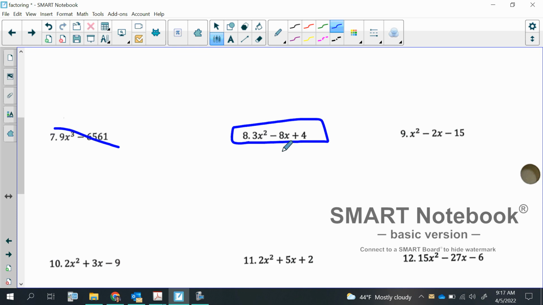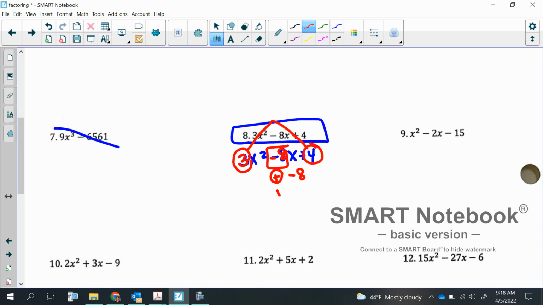For 8, you'll notice it's 3x squared minus 8x plus 4. There's a number in front, it's 3 terms, so we would like to say what adds to the middle and multiplies to the first times the last, but see if you can factor anything out, and you can't. So we really do need to factor it by saying, what adds to the middle? Anytime it's 3 terms, see if you can factor anything out. If you can't, you say what adds to the middle and multiplies to the first times the last.